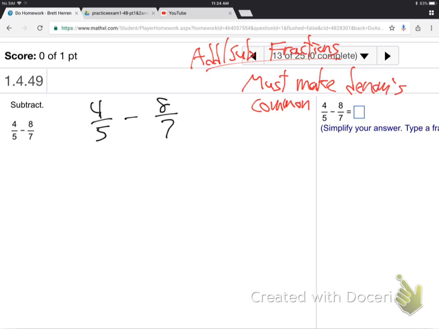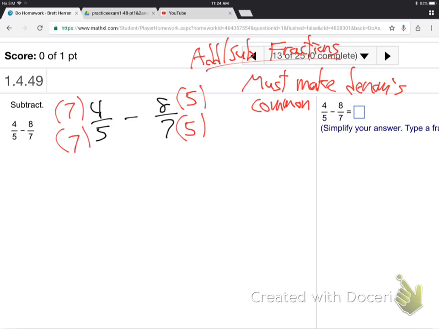Yeah. So how do we do that? How do we make those 2 denominators the same, common? You multiply by the other one, don't you? So I'm going to multiply this one by the 7 top and bottom, the other denominator, and I multiply this one by the 5, the other denominator. You always multiply by the other denominator, but you got to do the top and the bottom because you don't want to change the fraction. Just want to make it look different, right?